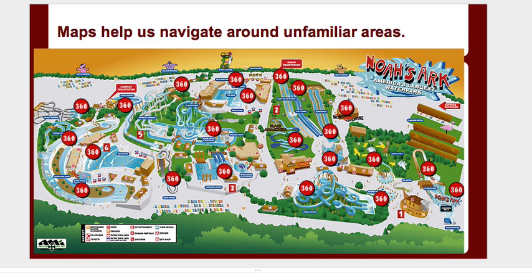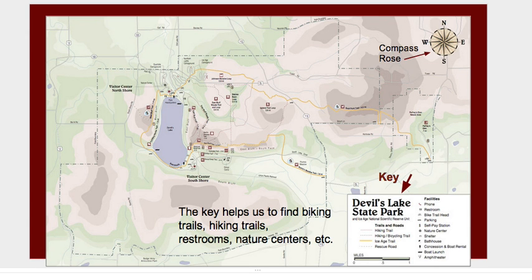It is a great map. You might want to copy a map like that. Steal some of those great ideas that you like about that map. This is another map that shows an aerial view of Devil's Lake State Park. And this map does include a compass rose.